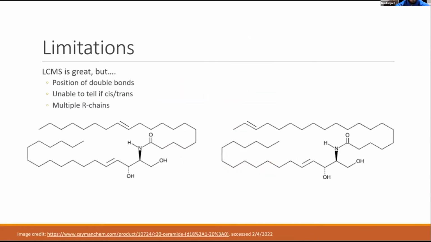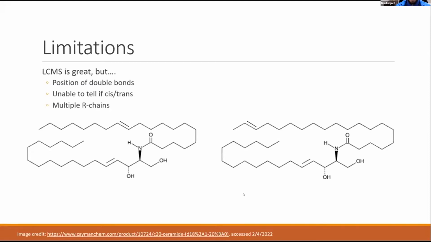So this approach is great, but there are some limitations that we should talk about. First, we can't tell where the double bonds in these lipids are. So this is ceramide 18-1/20-1. So we've got a standard ceramide backbone, 18-1, and an R chain consisting of 20 carbons with one double bond. So these are technically two different molecules. The Where's Waldo enthusiasts among you will have already noticed this double bond is in a different place in the R chain. But the LCMS machine cannot tell these two apart. It'll just tell you there's this many carbons, there's this many double bonds. Great, moving on to the next molecule.